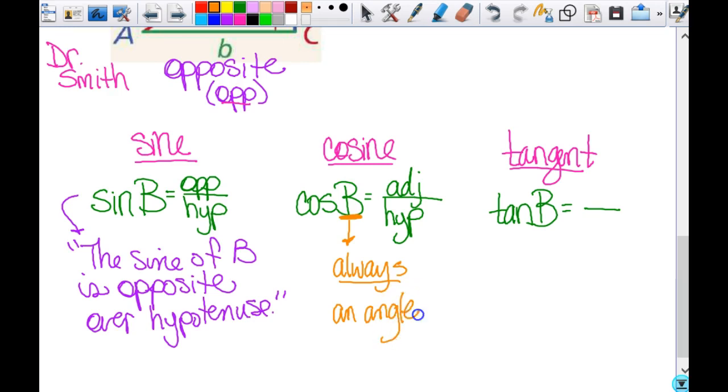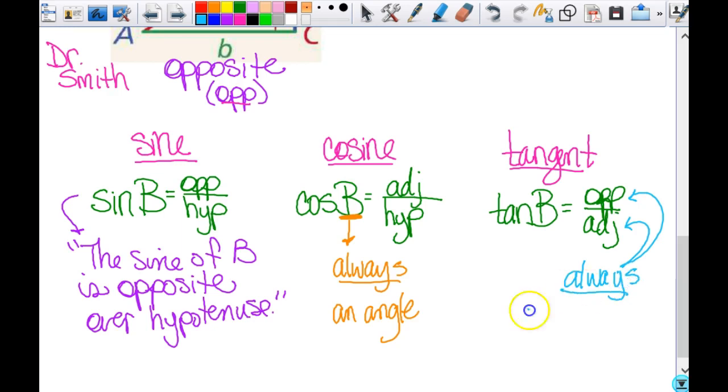It may be a variable that represents an angle like it is right now, or it might be a value that is that angle, just depending on what kind of information you have. And then the tangent is always opposite over adjacent. And what's in the little fraction here is always side lengths. So you would never take the sine, cosine, or tangent of a side length. That doesn't make any sense.